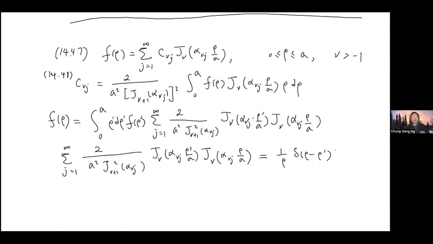Now we want to take the continuum limit. What it means is, with this function instead expanding in 0 to a, within this ring, we want to go to the infinite ring. We let a go to infinity. So a goes to infinity.